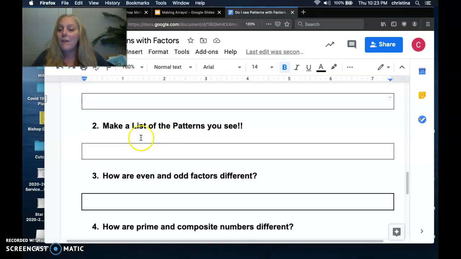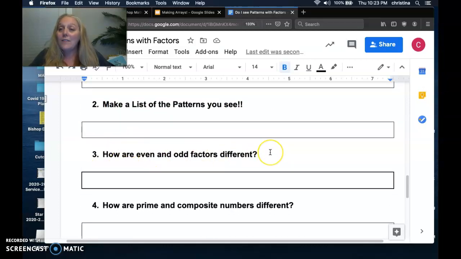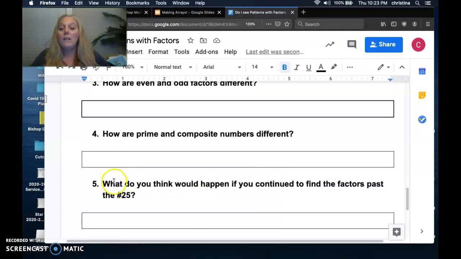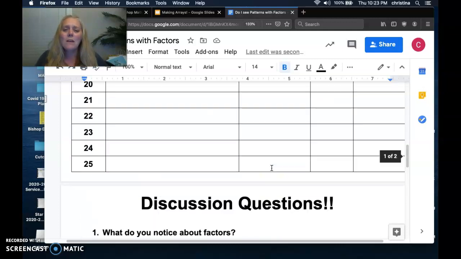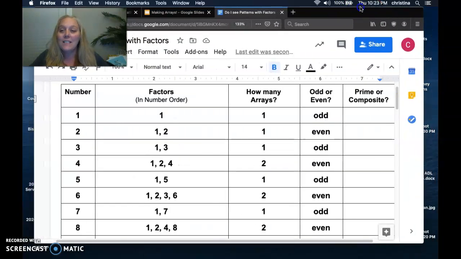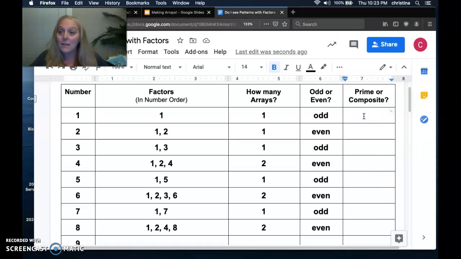What do you notice about factors? Make a list of patterns you see. How are even and odd factors different? How are prime and composite numbers different? What do you think would happen if you continued to find the patterns past the number 25? So we really want to think about all the cool things we can learn from understanding and investigating and really describing these factors. The one thing I haven't talked about is prime or composite.